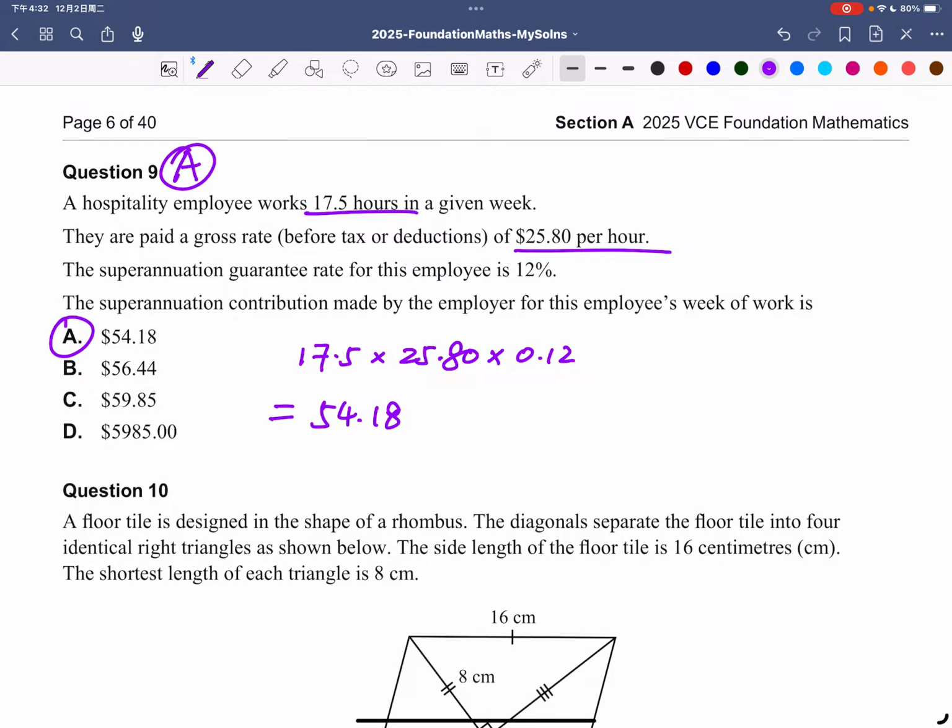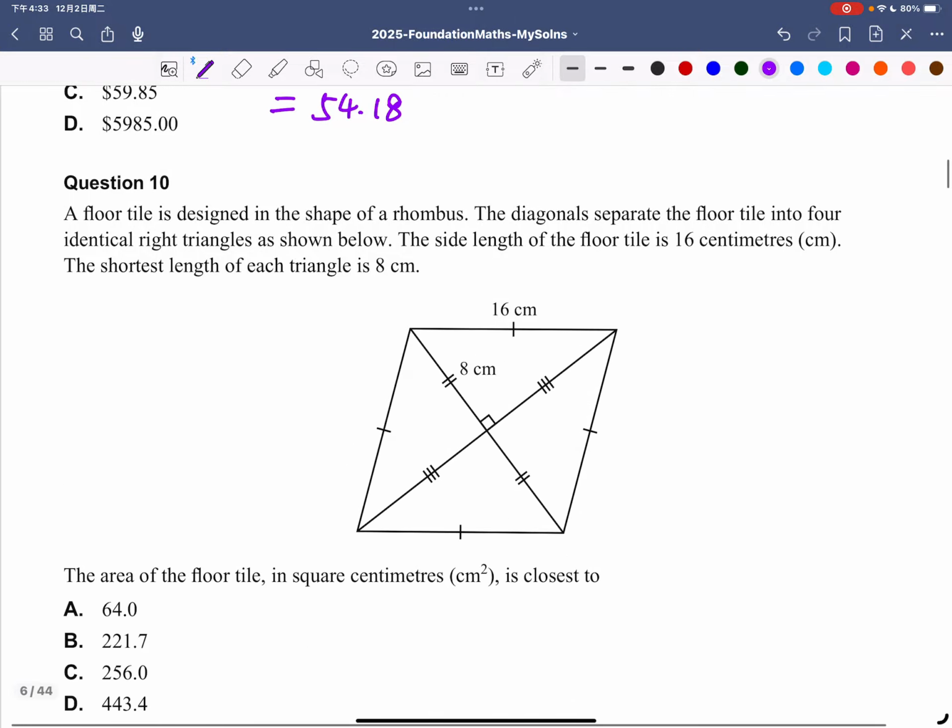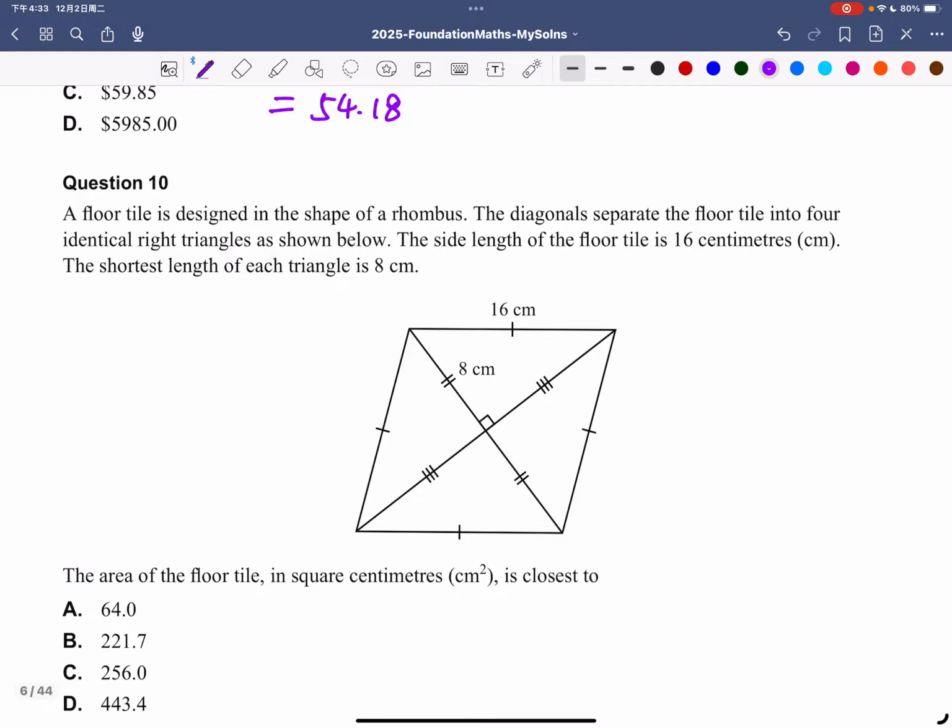Option A. Question 10. A floor tile is designed in the shape of a rhombus. The diagonals separate the floor tile into 4 identical right triangles as shown below. The side length of the floor tile is 16 centimeters. The shortest length of each triangle is 8 centimeters. We want to find the area of the floor tile.